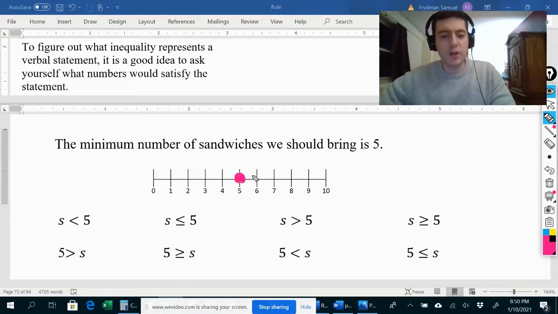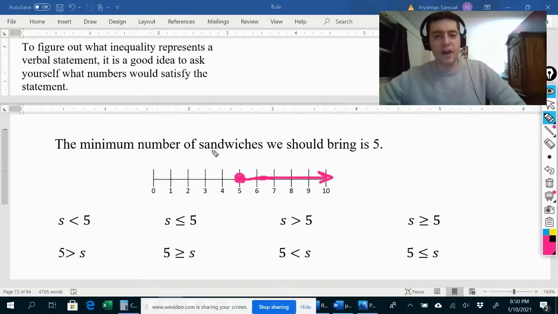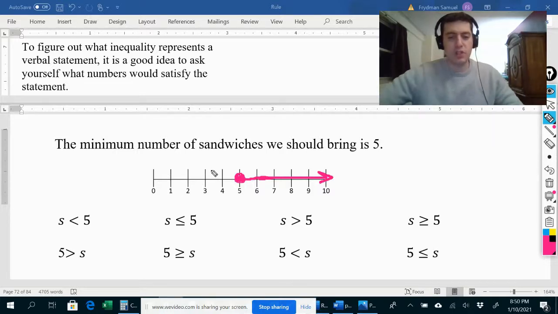Would it be okay to bring 6 sandwiches? Sure, 6 sandwiches would be okay. Would it be all right to bring 7 sandwiches? Yeah, that would be fine. So you can see anything more than 5 is also fine. If the minimum is 5, then we need to bring 5 or more sandwiches. So which of these inequalities shows 5 or more? S, which stands for the number of sandwiches, should be greater than or equal to 5.